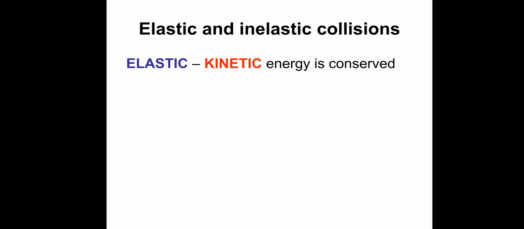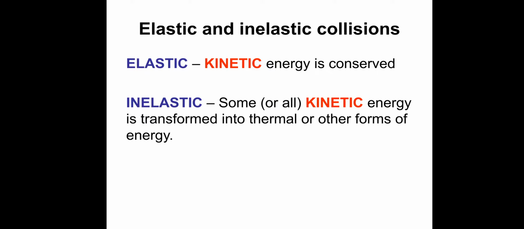So a bit of information: elastic and inelastic collisions. In an elastic collision, kinetic energy is conserved along with mass, momentum, and total energy. So everything is conserved in an elastic collision. And then in an inelastic collision, some or all kinetic energy is transformed into thermal or other forms of energy. So what's conserved in an inelastic collision would simply be mass, momentum, and the total energy, but the kinetic energy is not conserved. So the difference between an elastic and inelastic collision is the kinetic energy being conserved or not.